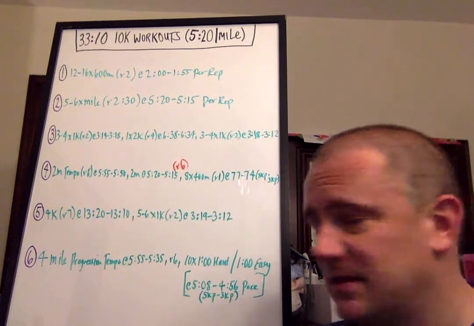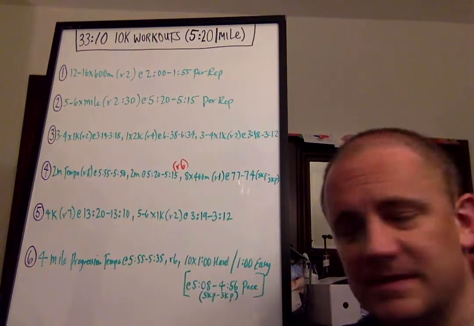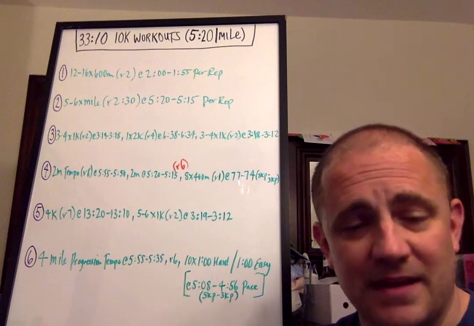So it gets more intense, and then you take a 6-minute active recovery, and then on the back end, 10 times 1 minute hard versus 10 times 1 minute easy. Okay, 20 minutes of total running, but 10 of total hard running.